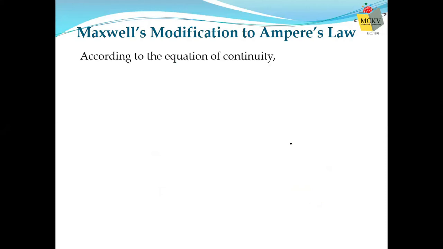Maxwell considered the equation of continuity. And according to that equation of continuity, divergence J equals minus del rho del t. Here again, J is your current density. That means the amount of current passing per unit area when the area is held perpendicular to the flow of charges. And rho is the charge per unit volume.